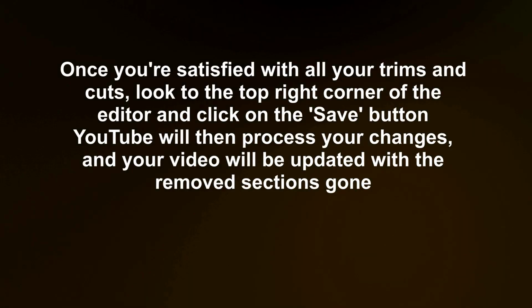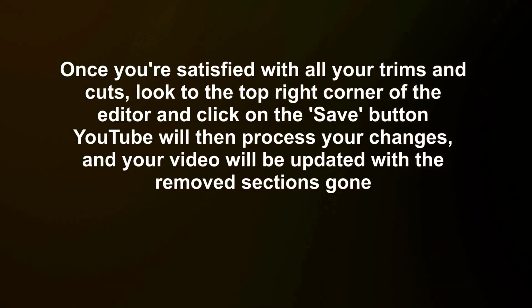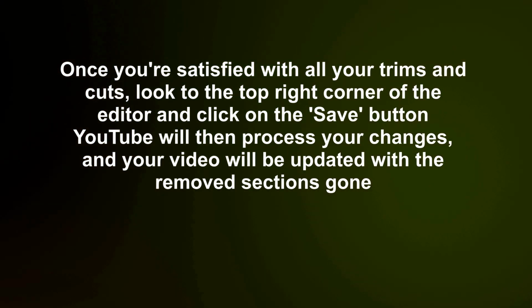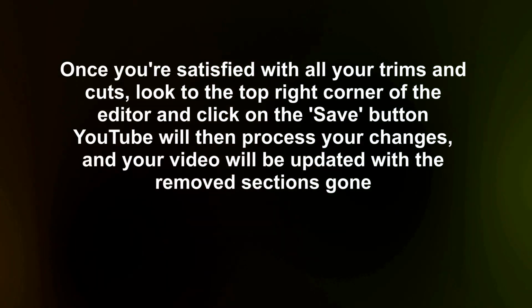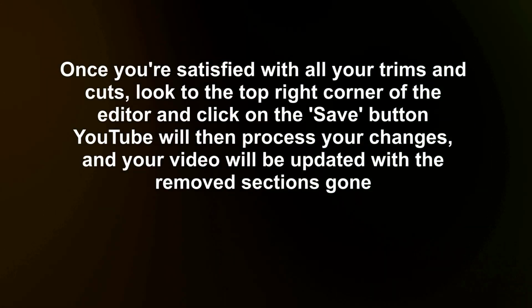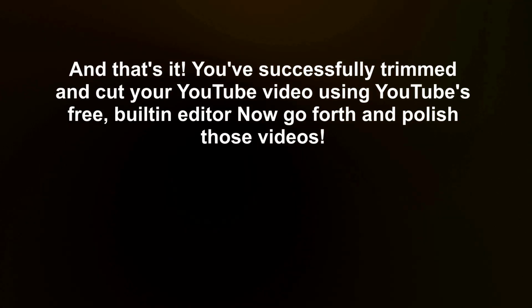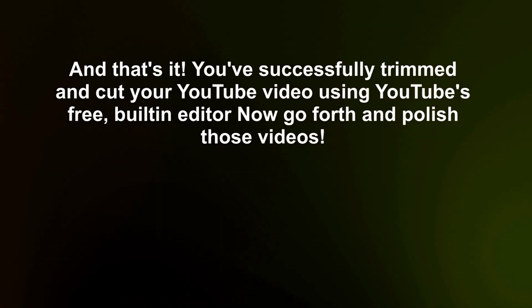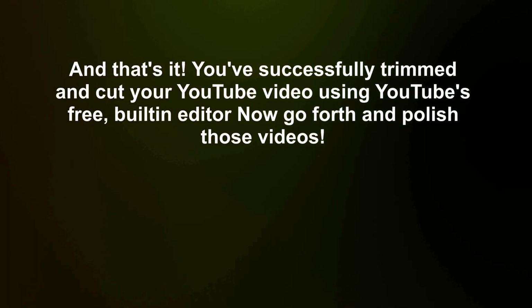Once you're satisfied with all your trims and cuts, look to the top right corner of the editor and click on the Save button. YouTube will then process your changes, and your video will be updated with the removed sections gone. And that's it. You've successfully trimmed and cut your YouTube video using YouTube's free built-in editor. Now go forth and polish those videos.